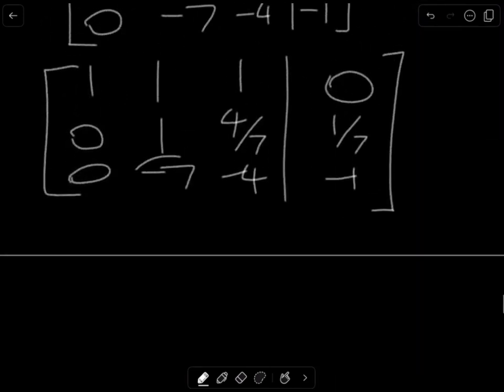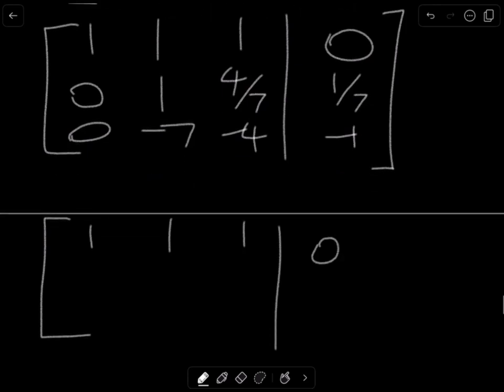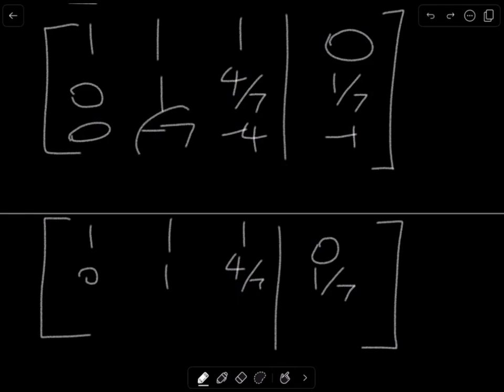Okay, then I need to make this 0. So what I'm going to do is leave the first row as is. I'm going to leave the second row as is. And to the third row, to make that 0, I'm going to take this and add 7 times the second row.